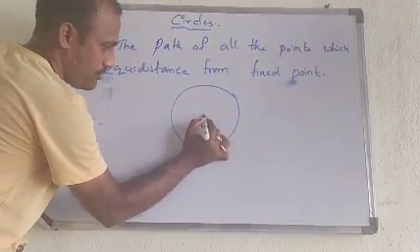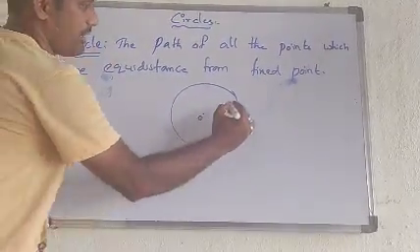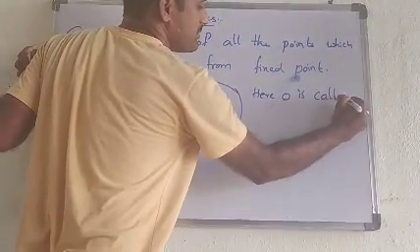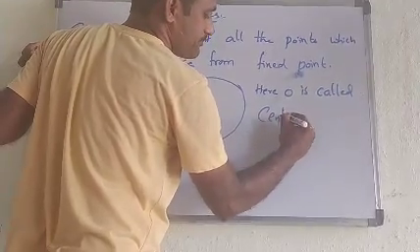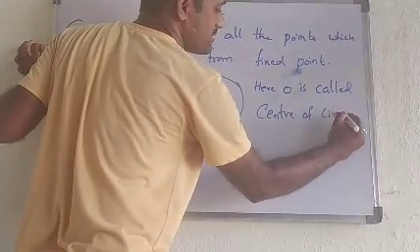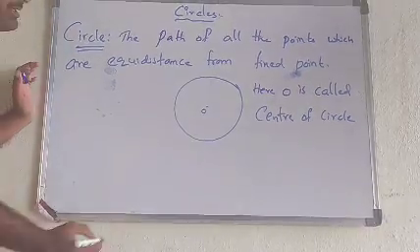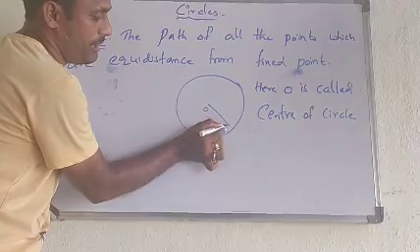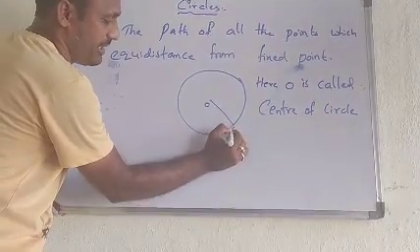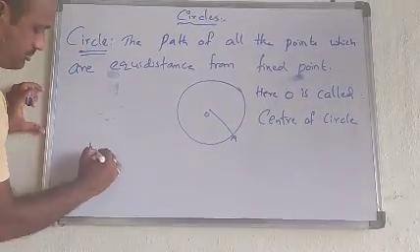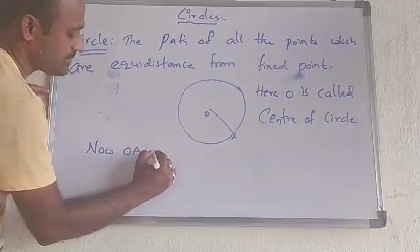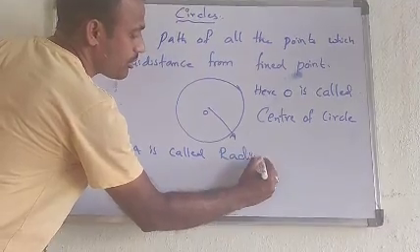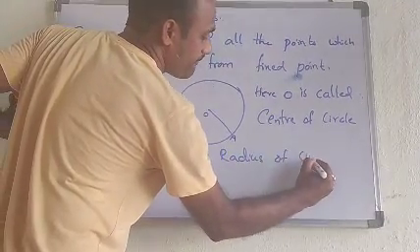So there is one fixed point which we will call the center of the circle. Here, O is called the center of the circle. Next, if I draw a line from the center to any point on the circle, we are going to define it as a radius. Now OA is called the radius of the circle. So OA will be the radius of the circle here.